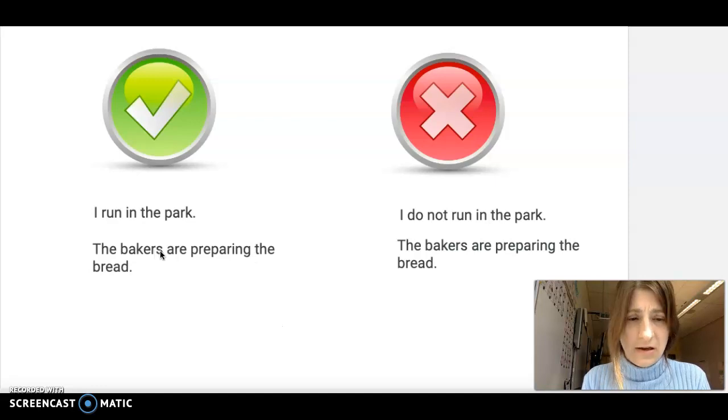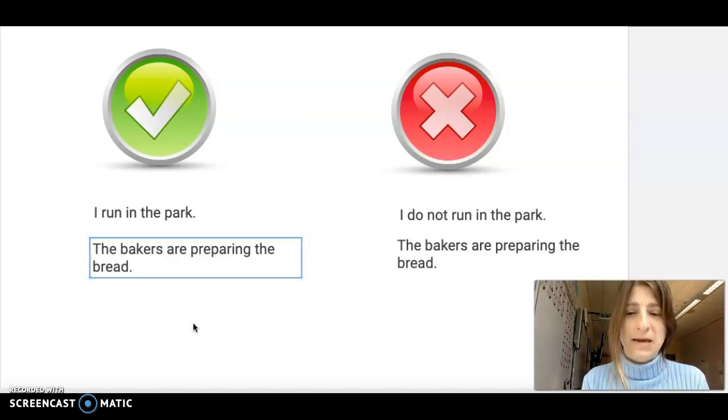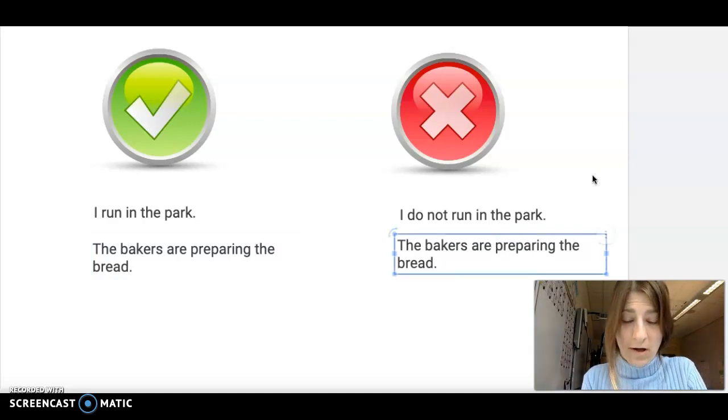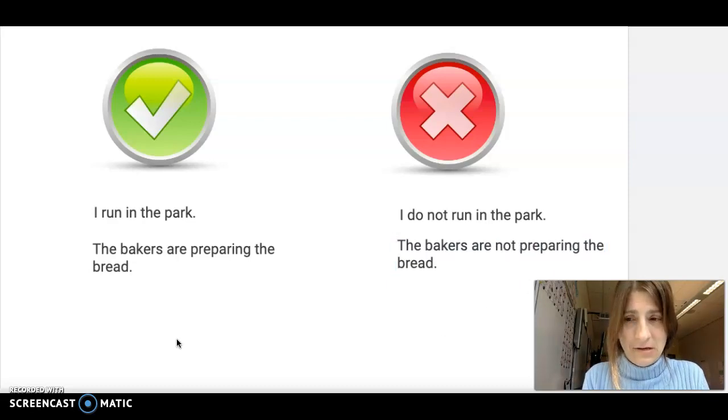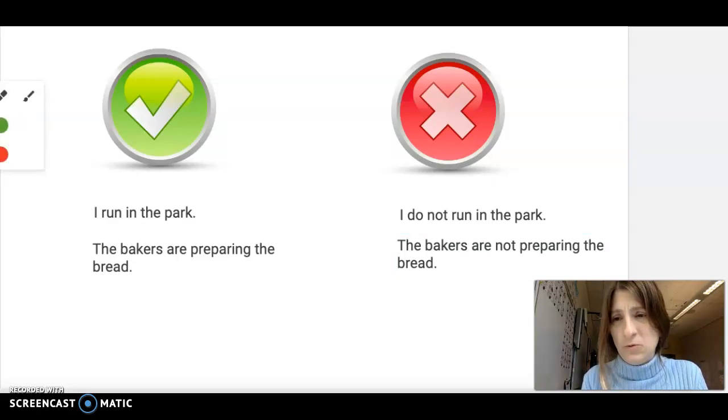Let's try it also in the present tense, but something that's happening currently. That means now. I could say the bakers are preparing the bread. If I'm putting it into a sentence that is negative, I would only need to add one word. The word is not. Here's the reason why. I'm going to get a highlighter here to show you.